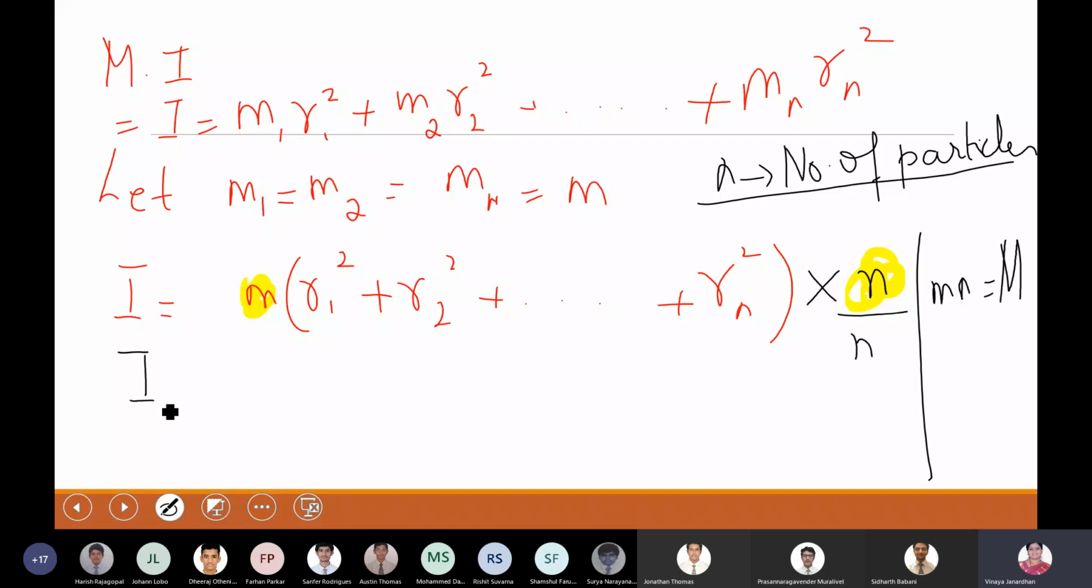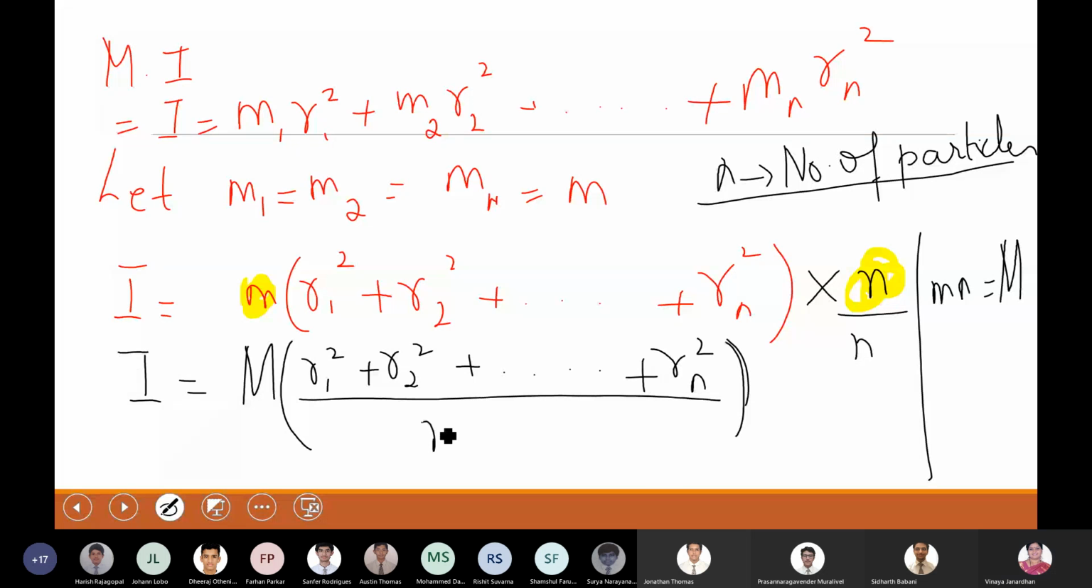Now what will happen to your expression? It becomes m into n, which is capital M, into r1 squared plus r2 squared plus, it goes on till rn squared, divided by n. Is that clear, boys? Are you getting this?